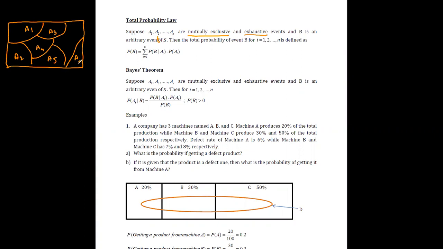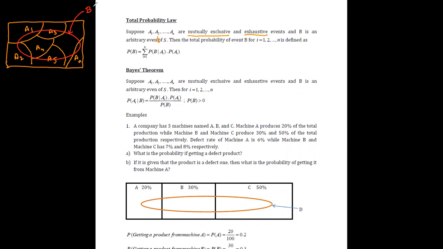Check this. We are having n number of events. Suppose that we are considering another event inside this sample space S, and we take this as event B. This is what we are considering as event B. Now, under this total probability law, we are going to identify the probability of occurrence of event B.